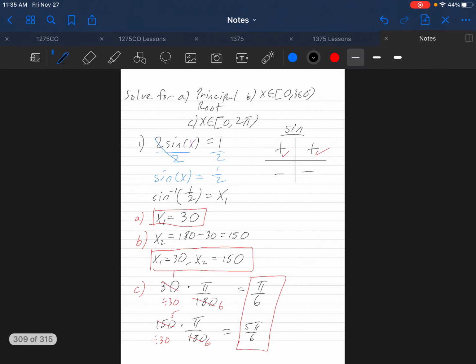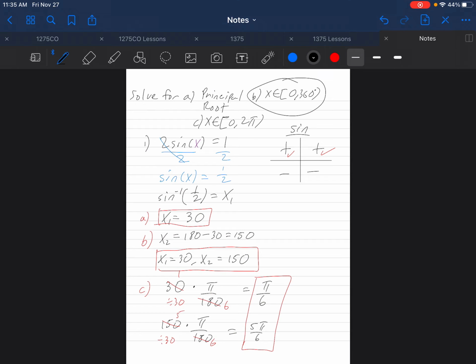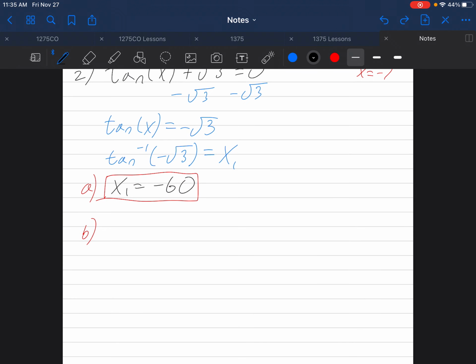But if you are being asked to present your answers in a range from 0 to 360, that means that x1, our answer here, has to be adjusted by finding the coterminal angle, add 360 degrees to get 300 degrees as your x1. So what about x2?